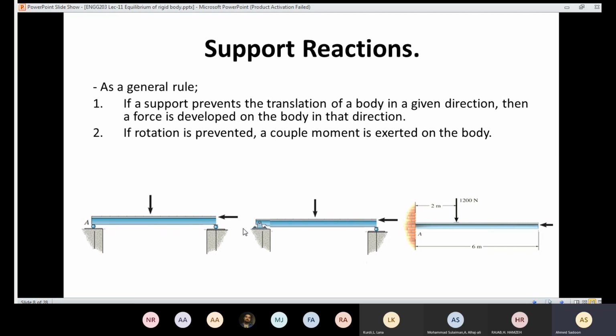And here I have what's called a pin. If I apply a force here and I have a pin here, then the body is not going to move in that direction. And also, if I apply a force here, it's not going to move in that direction. So I'm going to have reaction in that direction here and in that direction there. Here, in the case of the wall, I'm not going to have movement in either direction, and also the rotation is going to be prevented.